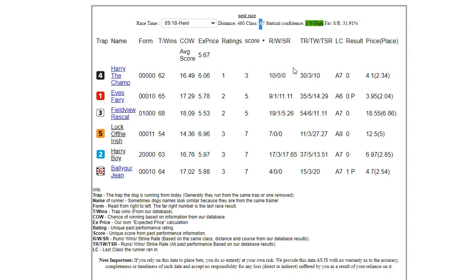And basically all these statistics here are kind of based on this class, this course and this distance. So that's the overall wins and everything from the runner, but this side of it is based on race class and distance and course here. So that's what we're interested in, and its last time out was A7, so that's what we'd have done.